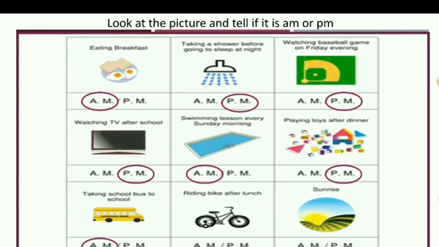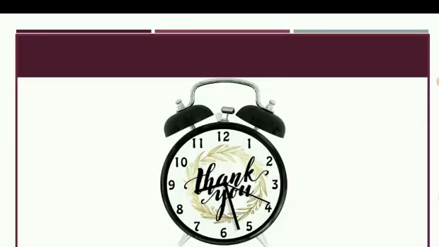Riding bike after lunch. You eat lunch in the afternoon. That will be after 12 noon, so it will be PM. And sunrise. When does the sun rise? That is, of course, early in the morning. That is AM. So today in our class we have seen how to show time when time is given, and also we have seen when we write the time as AM and when we write the time as PM. I hope everything is clear to you.